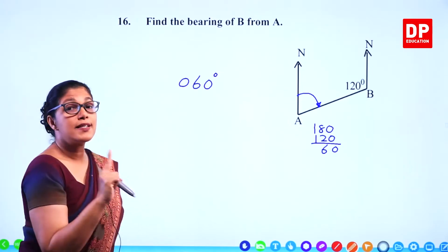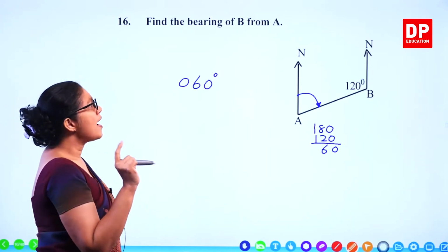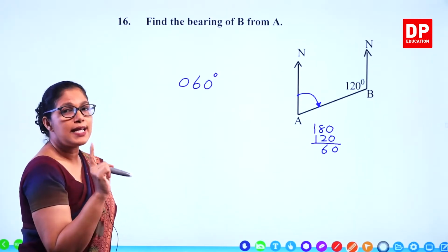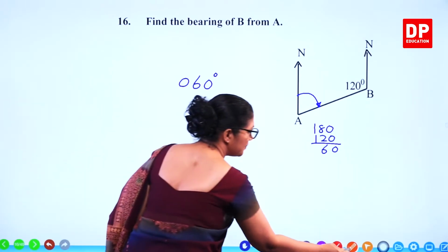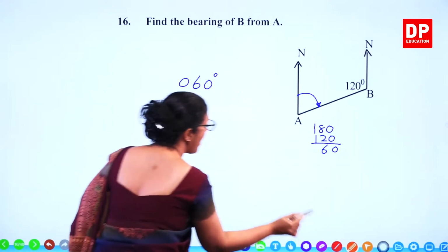So 0, 6, 0. Why? When you are writing bearings, you have to write in 3 digits. So 2 marks for that.